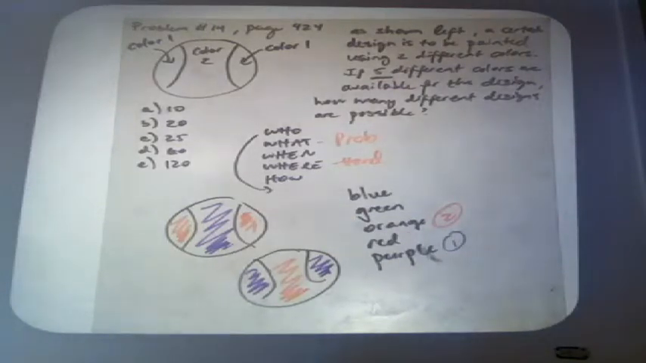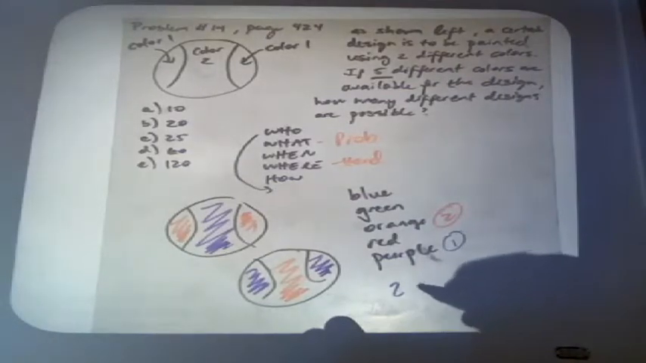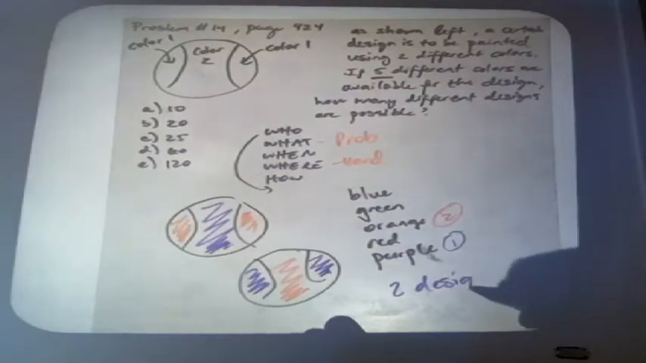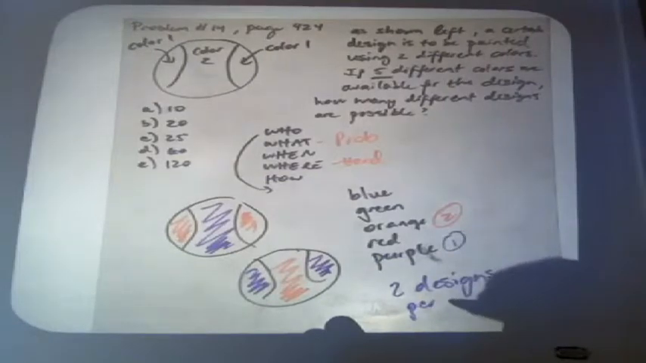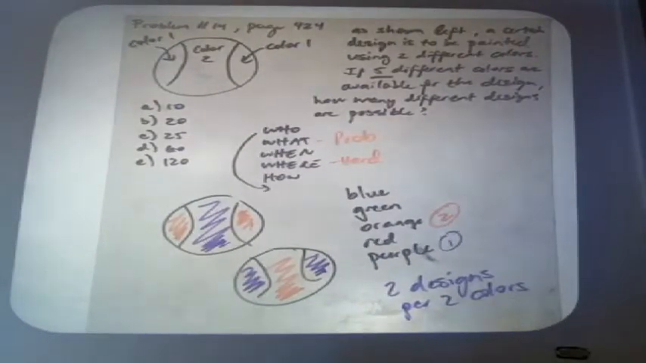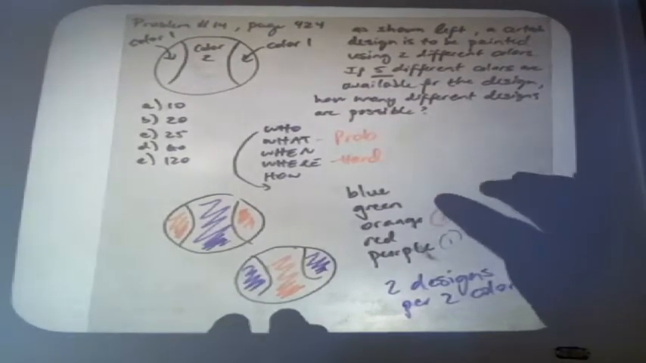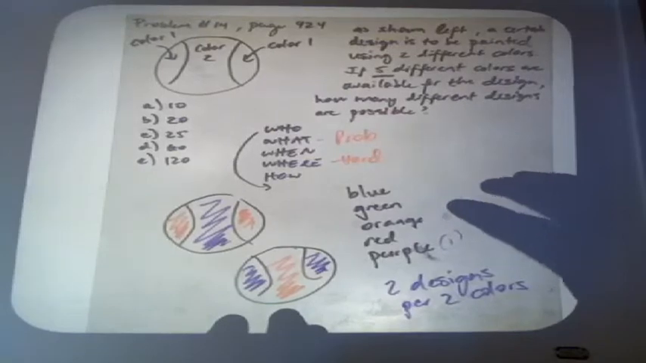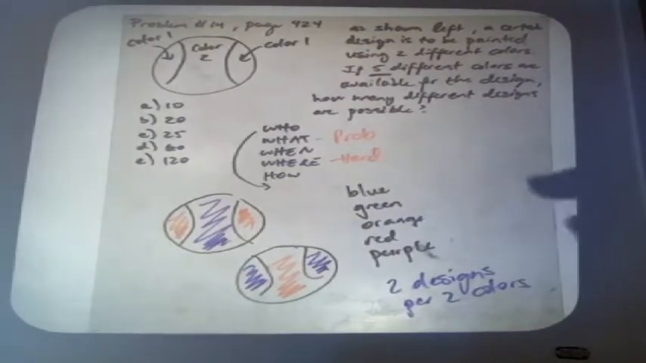All right, so for each combination of two colors, there's two different designs. Two designs per two colors. I'm just going to write that down so that we remember that property here. Okay, so now I'm going to erase this information here, and I want to ask you, how many different combinations of colors can we get? So now we're talking about what two colors can I use together? Well, I can use together any two colors, right?